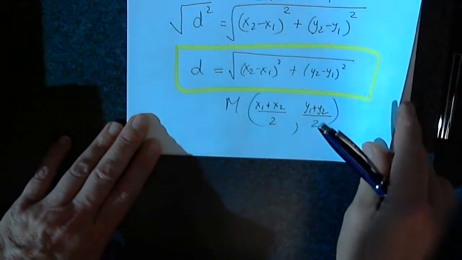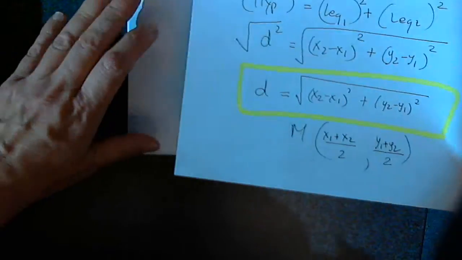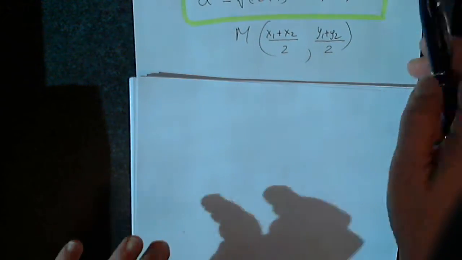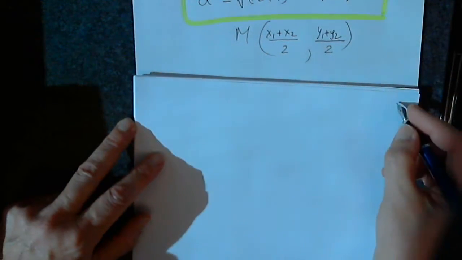So now give me any 2 points. Let's find the distance between those two. Any points you want. And also find the coordinates of the midpoint.